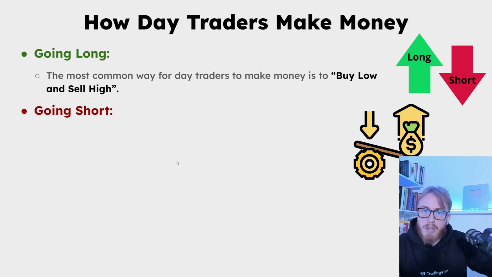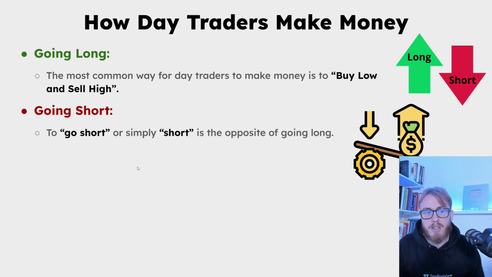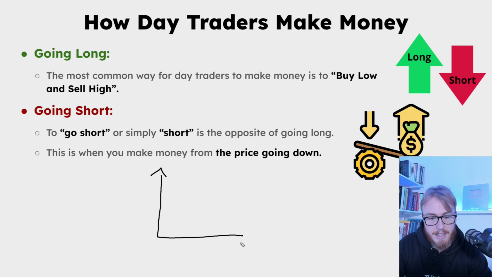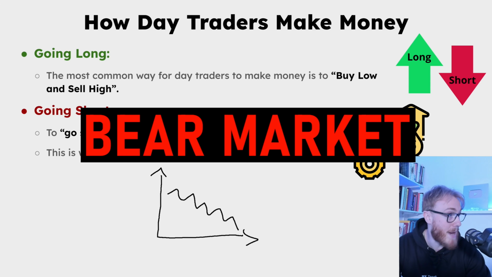So going long is pretty straightforward, but the opposite of going long is going short. And what is going short? Well, to go short or to simply short, as I said, is the opposite of going long. And this is when you make money from the price going down. So once again, let's say that we have a stock chart right here. And in this case, we have a market where the price goes down. This is what we call a bear market.